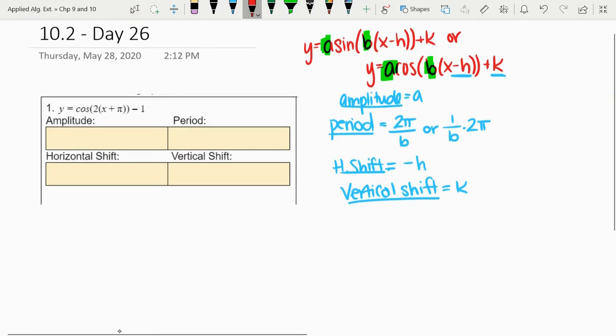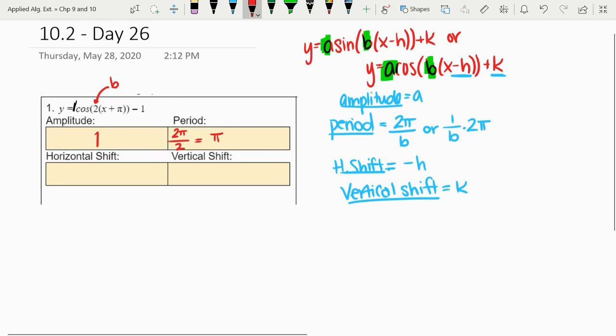So first thing we want is amplitude. There's not a coefficient out here, but if there's not anything, we assume it's 1. So the amplitude for this graph, and that's how high or low it goes, is 1. The period, remember, we find over here by doing 2 pi over b. So the b value here is 2. So I will do 2 pi divided by 2. And when we simplify the 2's, we just get pi. So that's the answer for the period.